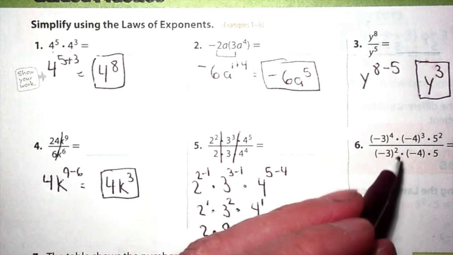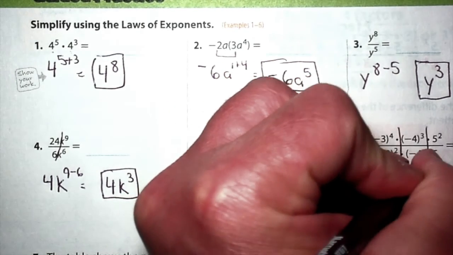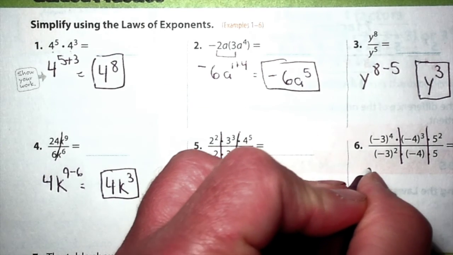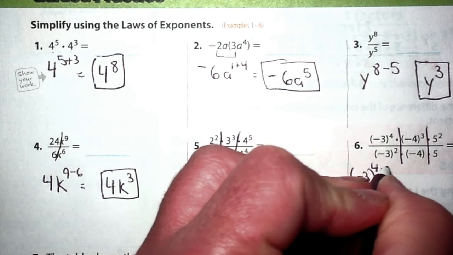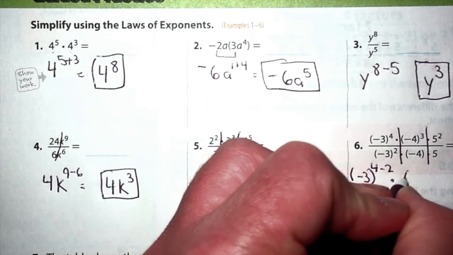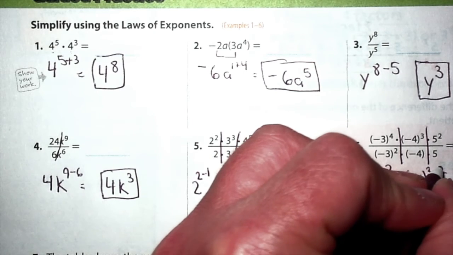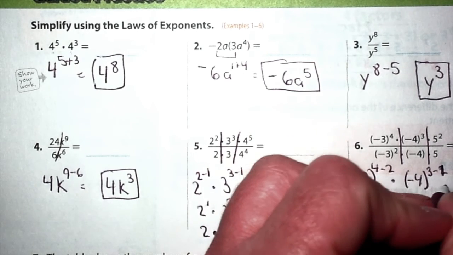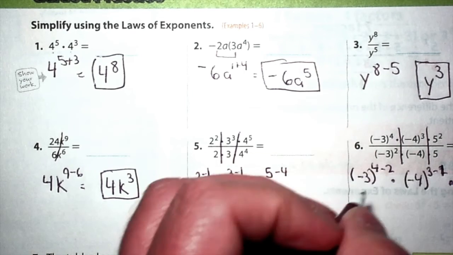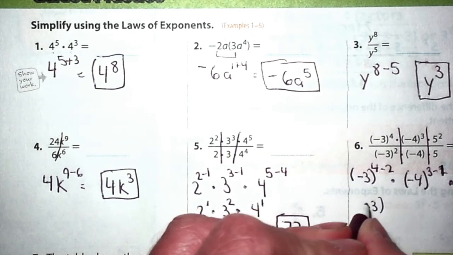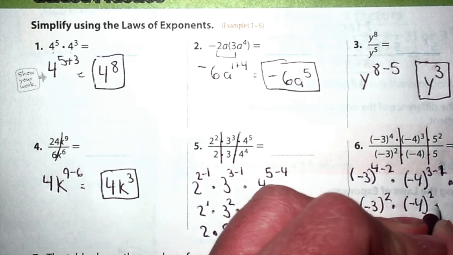Now I'm going to do the same thing here, where I look, I have 3 problems. So I have negative 3. I need to put that in parentheses. 4 minus 2 times negative 4, 3 minus 1. Then 5, 2 minus 1. Well, that becomes negative 3 squared times negative 4 squared times 5.